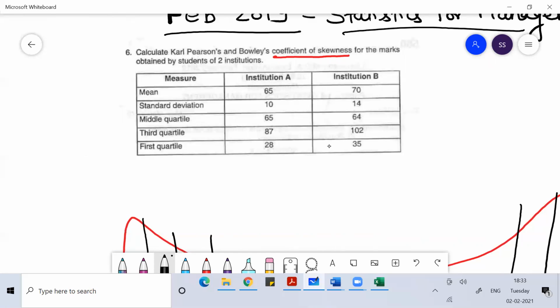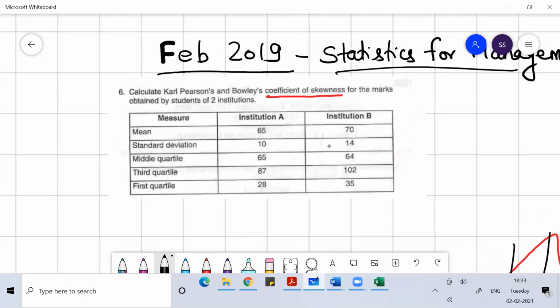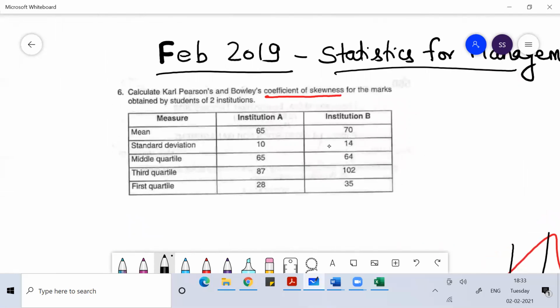Here is a question which came in Bangalore City. It was for 5 marks, where you have to find the Karl Pearson and Boyle coefficient of skewness for the marks obtained by two students in the class. The mean is given, the standard deviation is given, and the middle quartile Q2. The other name of Q2 is median only. Q1 is the first quartile and Q3 is the third quartile, and this data is given to you.